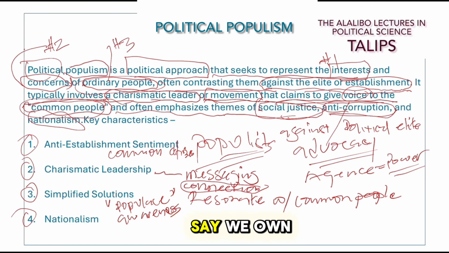You're able to say, we own the country by the power of the ballot, and we make the decisions here, not the elite. And you can take control of the narrative. You can take control of resources. That is political populism, right?